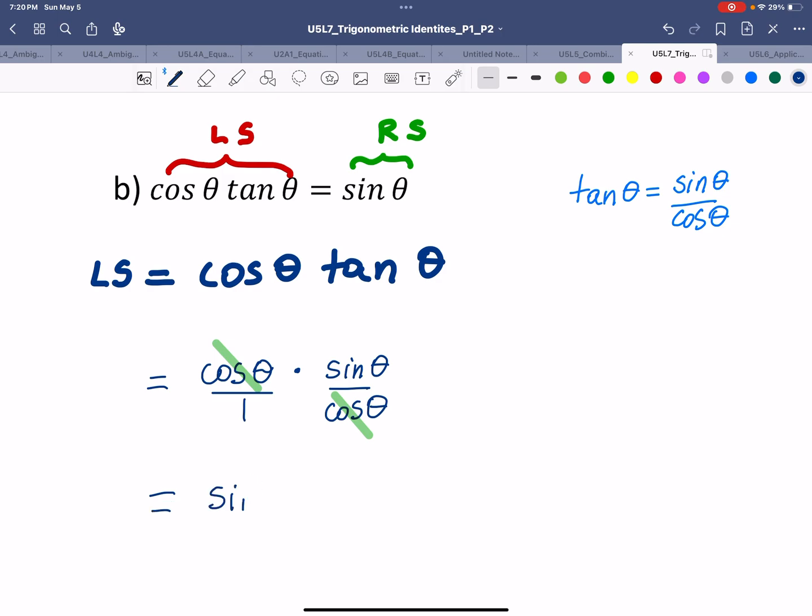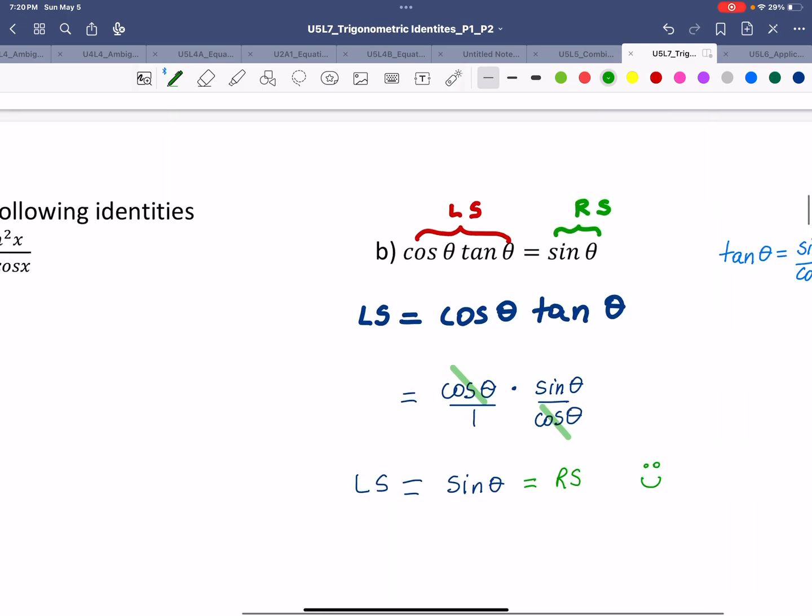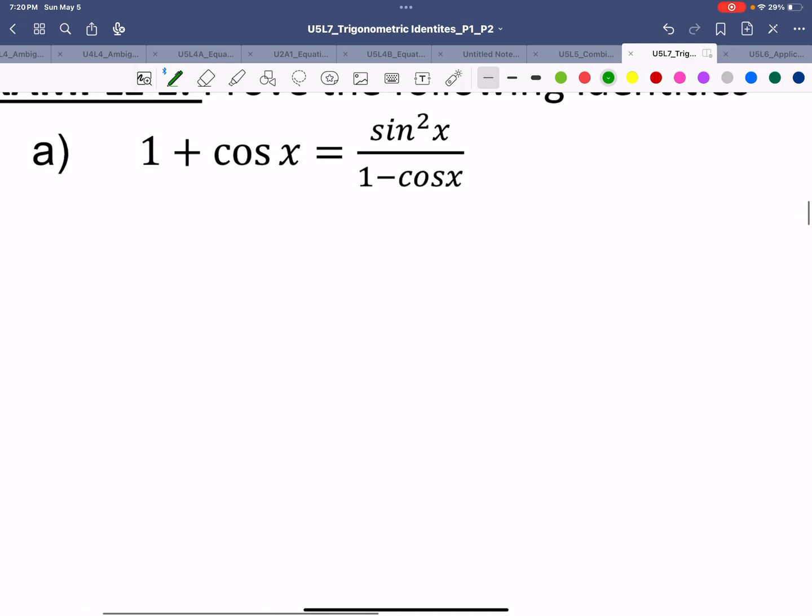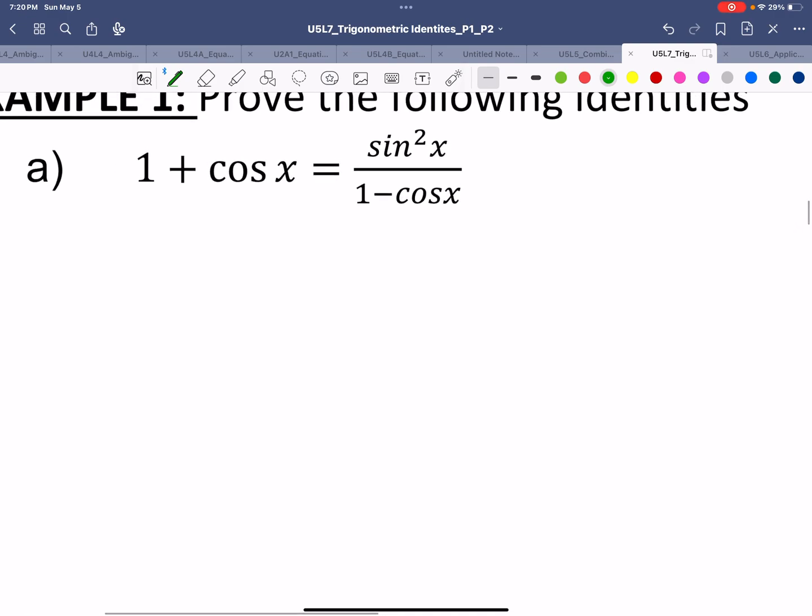And I'm going to write sine theta in here. That is the left side, and I see that is the same as the right side, which means that identity is proved. Now we'll move on to another identity. So we have 1 plus cosine equals sine squared over 1 minus cosine theta.